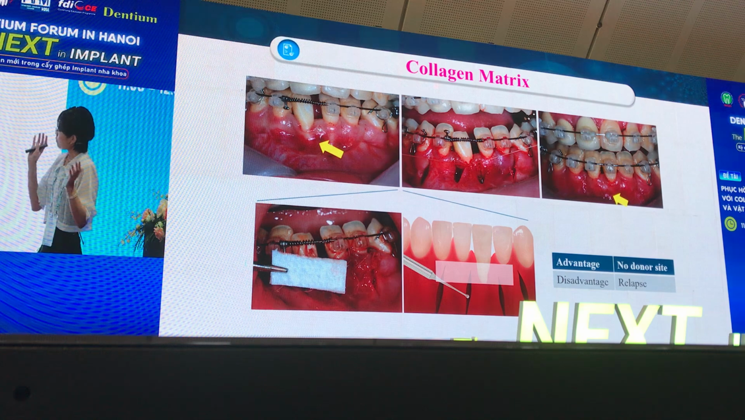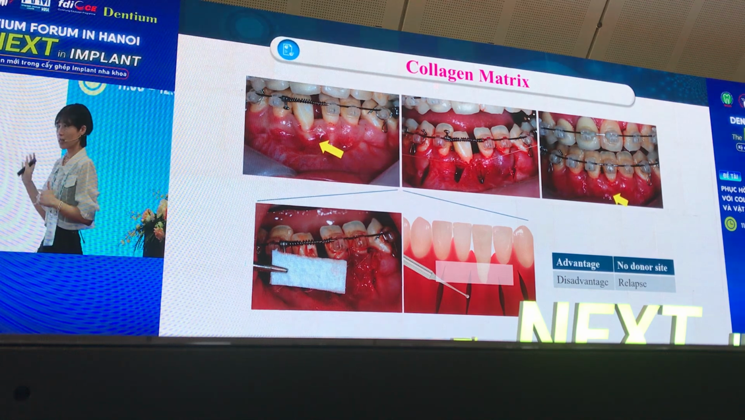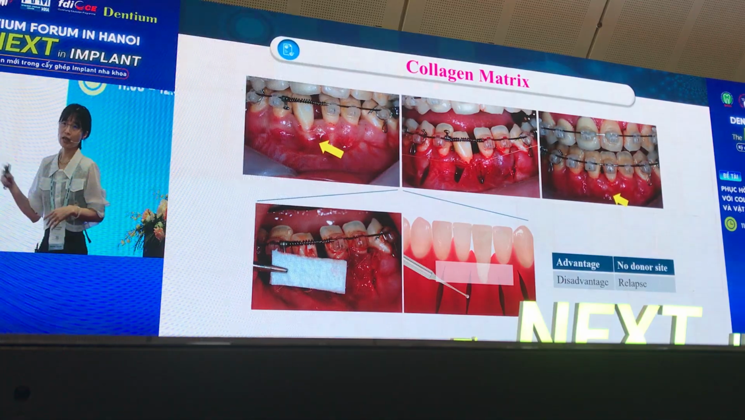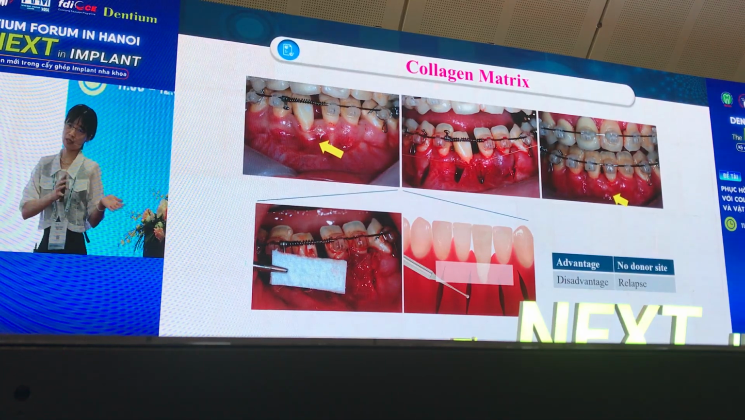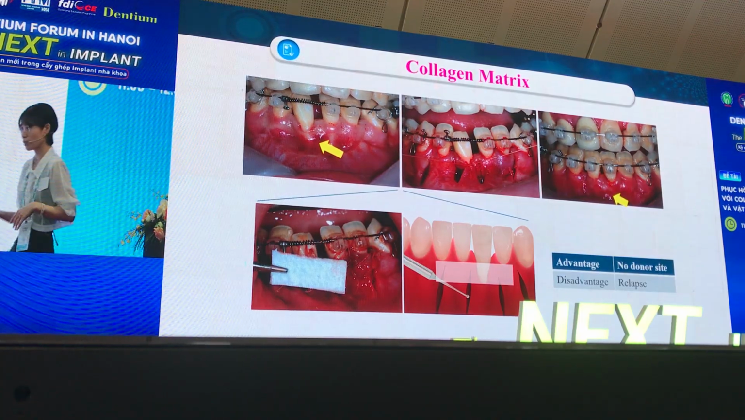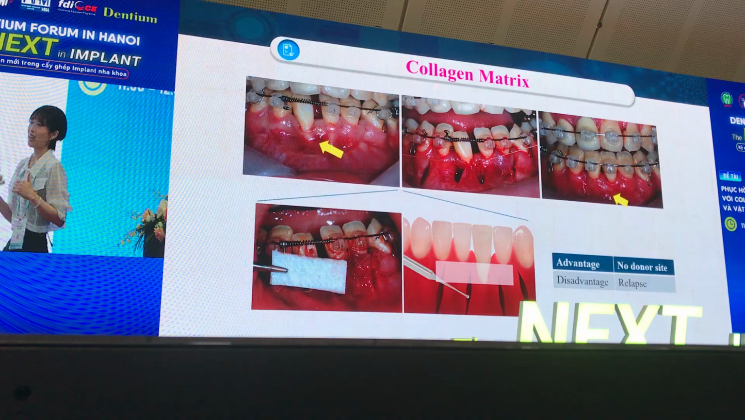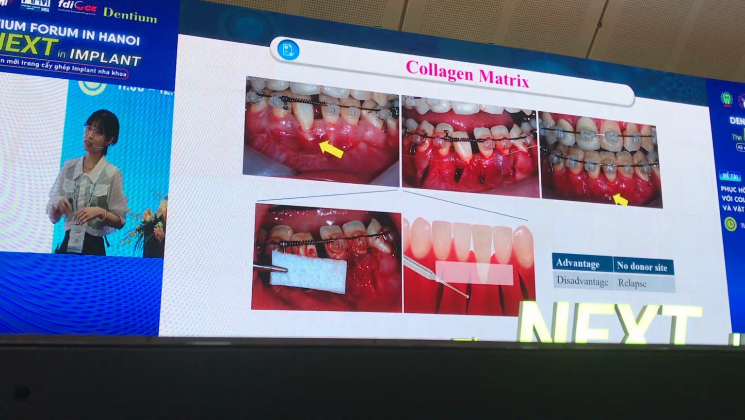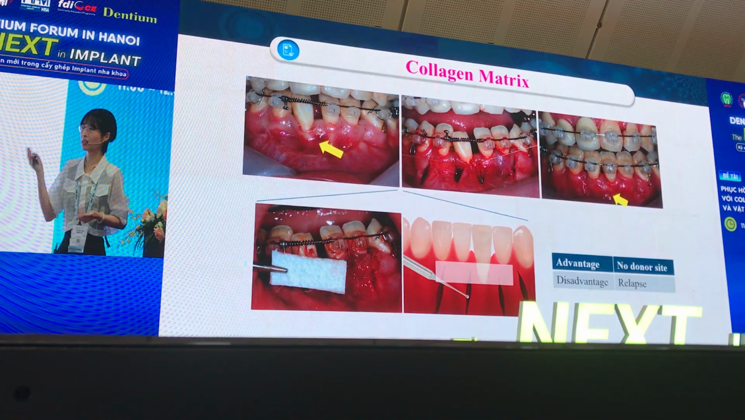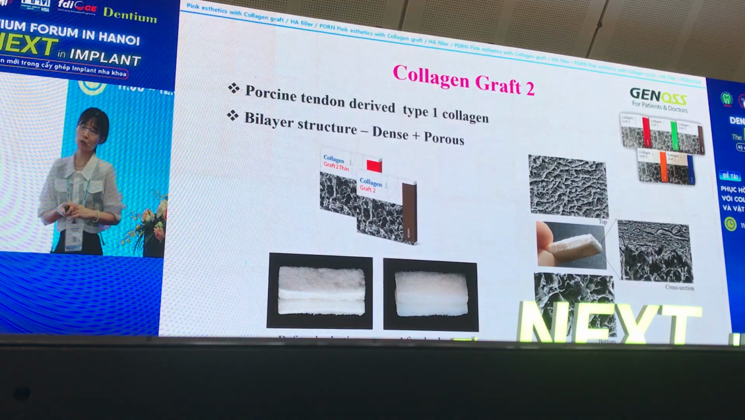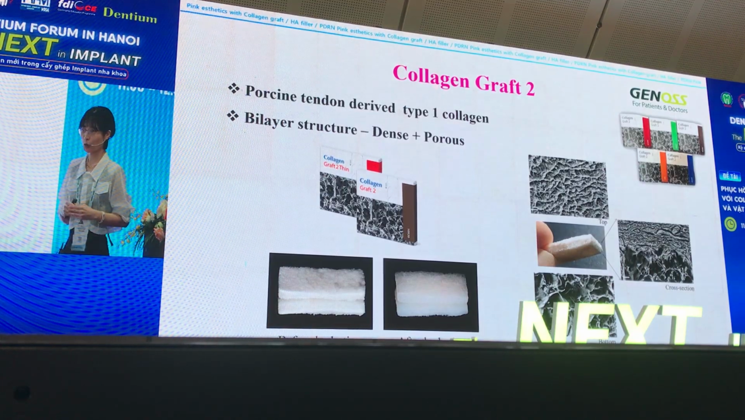But many dentists say the disadvantage is relapse. I agree with that. In the past, it was. But nowadays, with the development of technology, I think there's no more relapse. It is similar to the CTG. I will show you the preclinical and also clinical data later. So today I would like to introduce Collagen Graft 2.